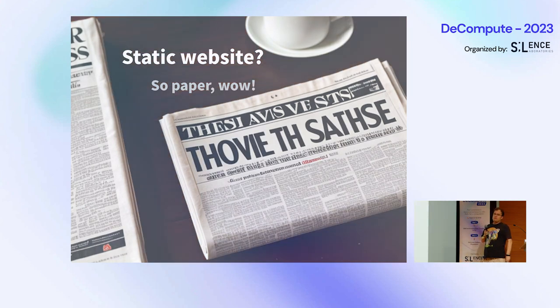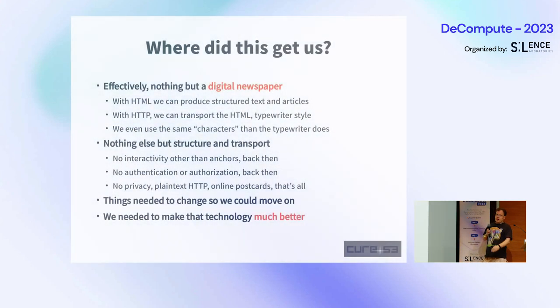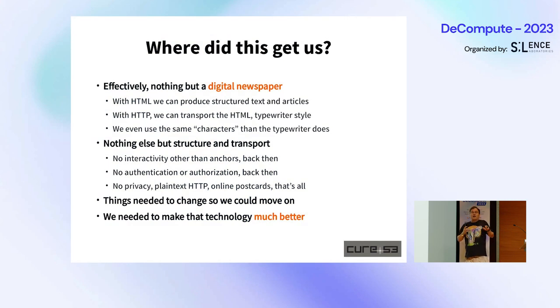So we need to think about, where did this actually get us? Well, nothing but an actual digital newspaper, some form of text that is now being displayed in a more structured form. With HTML, we can produce the structure, and with HTTP, we can transport the whole thing from A to B, from client to server, and vice versa.